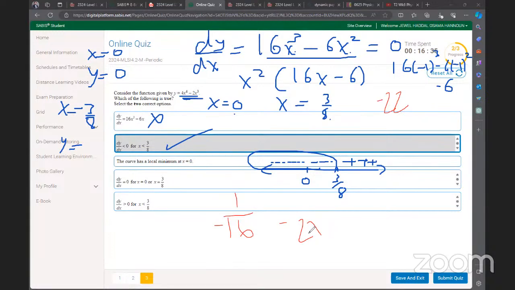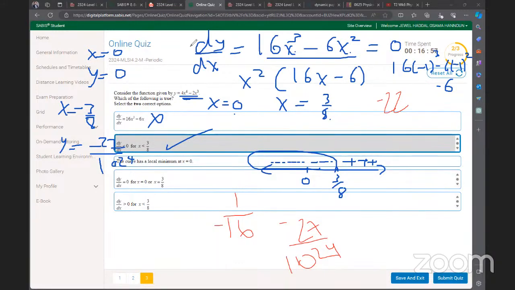Negative 20. It's a negative. Okay. Negative 27 over what? Over 10. Okay. Over 1024? Yeah, okay.